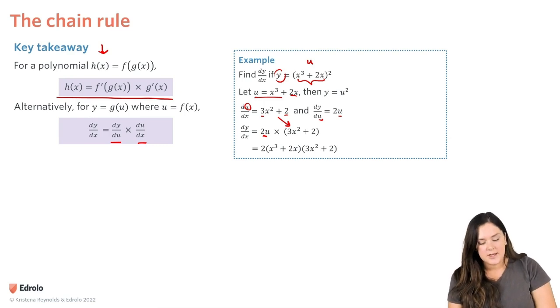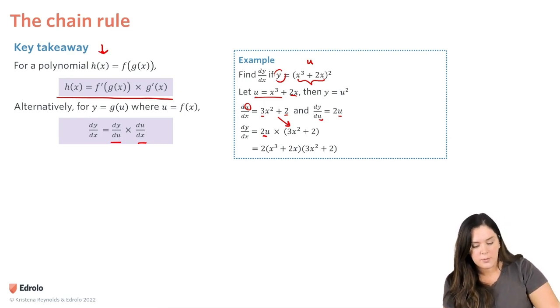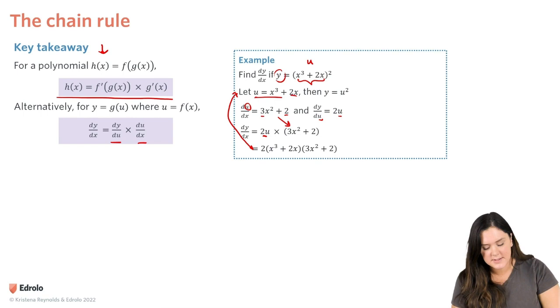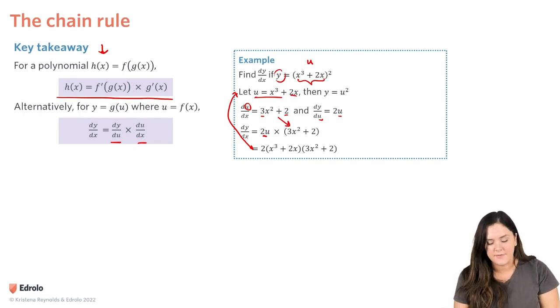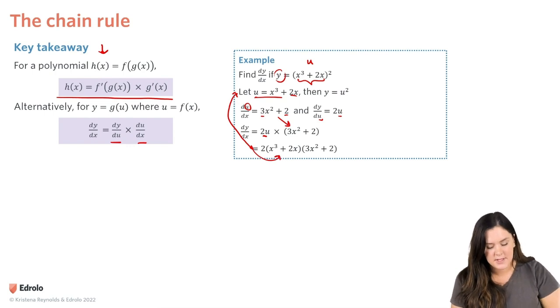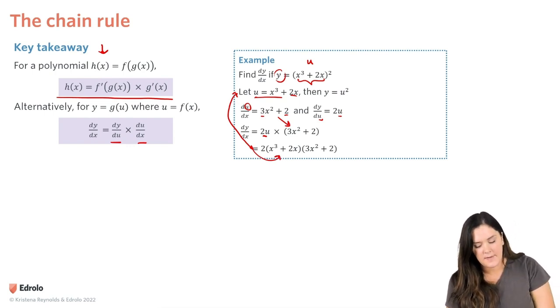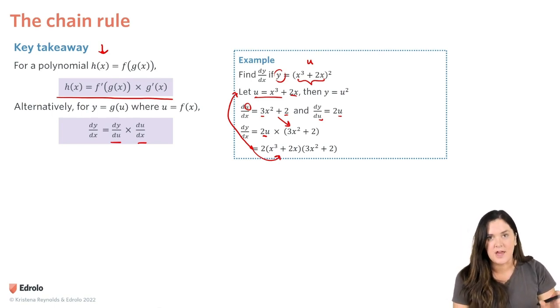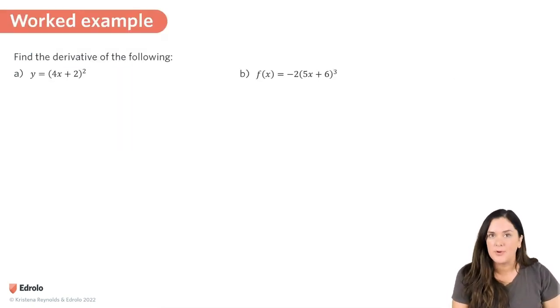Then what we need to do is replace u with what we had at the top here. We had u equals x to the power of 3 plus 2x. I can't leave my answer in terms of u, which is why I've had to replace it here. So I still have 2 times u, and then multiplying by the derivative of u as well. It looks a little bit messy, but we need to differentiate both things separately and then multiply them at the end. So don't worry, we're going to put that into practice.